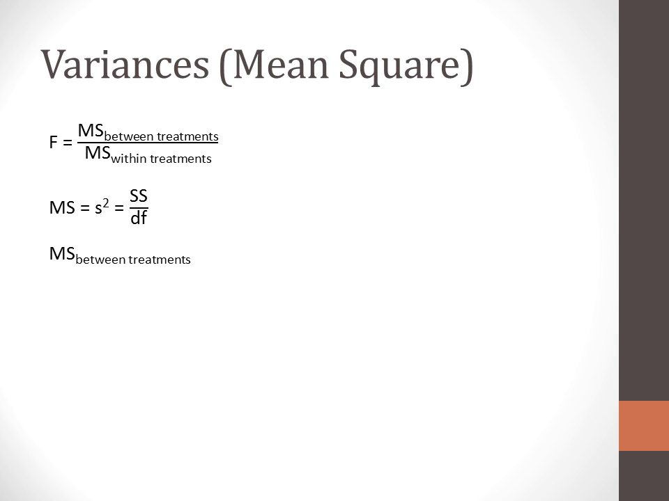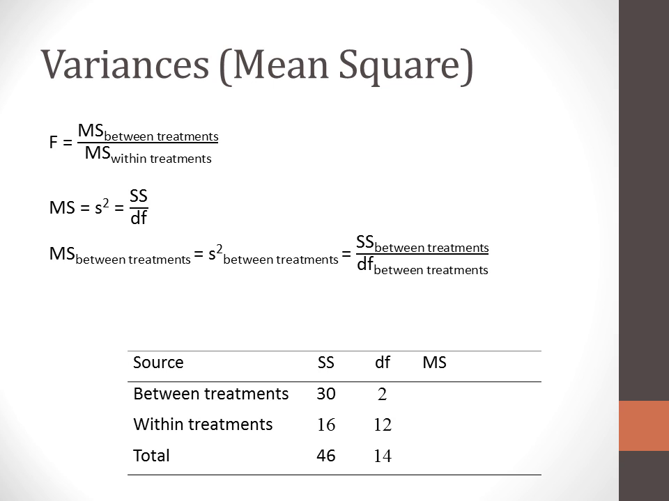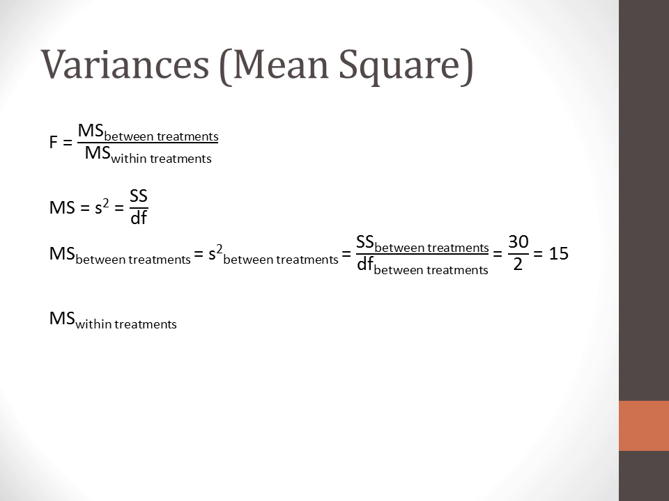So for the mean squared between, we simply take the variance between the treatment groups, or the sums of squares between treatments divided by the degrees of freedom between treatments. So if we take our source table, we simply take the value of 30 and divide it by 2. So let's go ahead and place that there, and we solve for it, and our answer is 15. And now we can plug 15 into the source table.